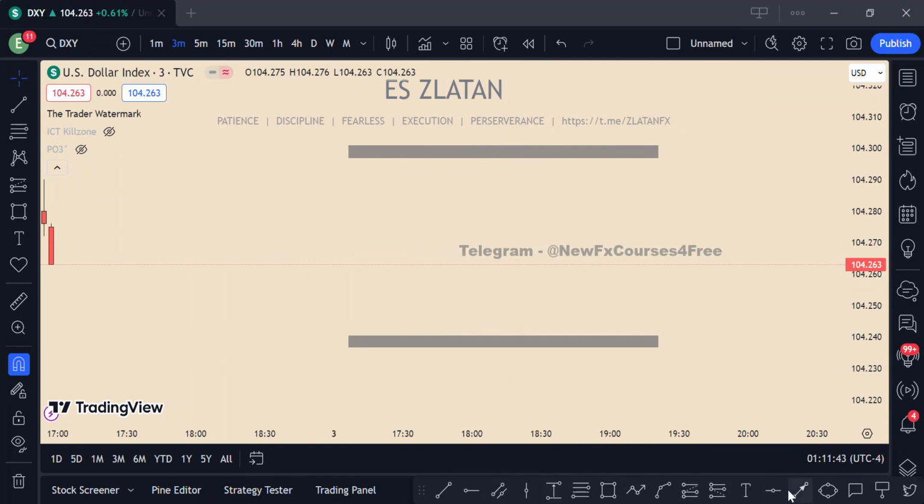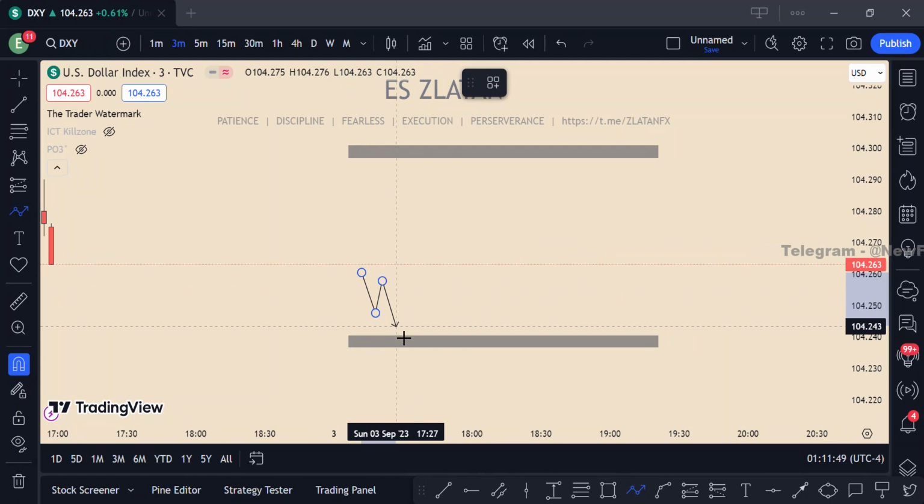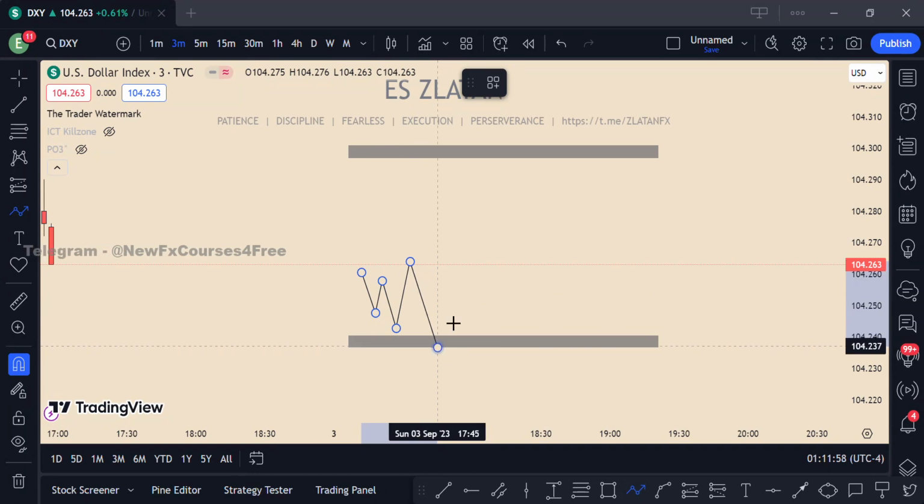Now, the market is likely to do this. And then a lot of you see this and call it break of market structure, and then you see the market dump on you and then do this.